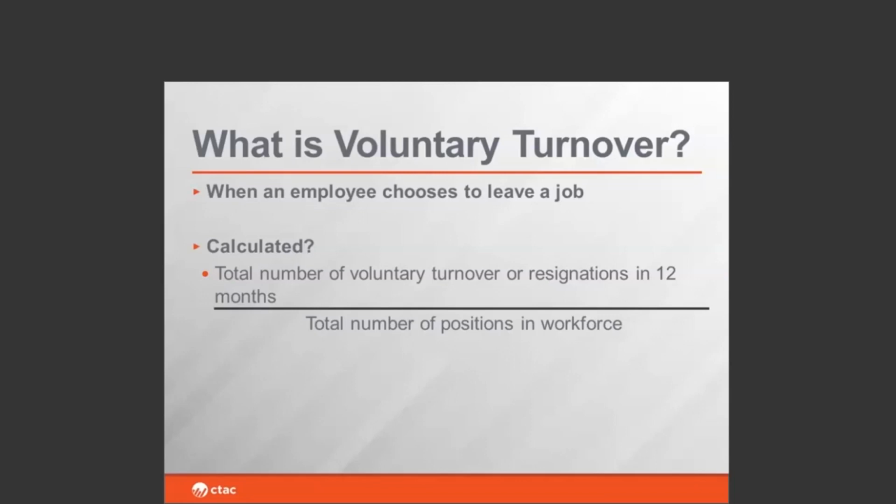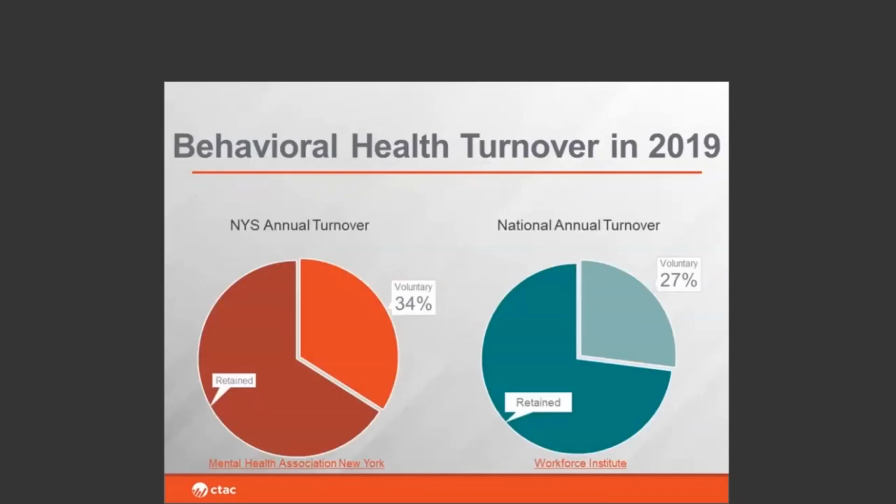To operationalize how voluntary turnover is calculated, typically we calculate the total number of voluntary turnovers or resignations across 12 months and divide that by the total number of positions in the organization's workforce. So how much turnover is occurring in behavioral health? General estimates of voluntary turnover in behavioral health across New York State was approximately 34% over 2019, whereas the national annual turnover rate was about 27% in behavioral health.